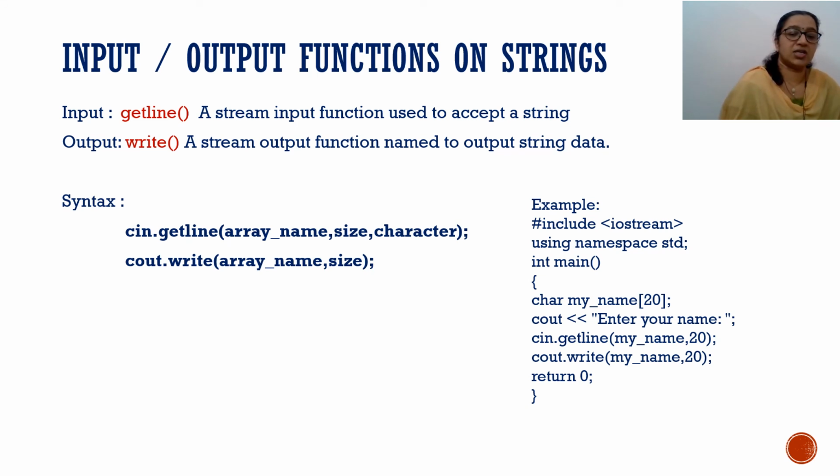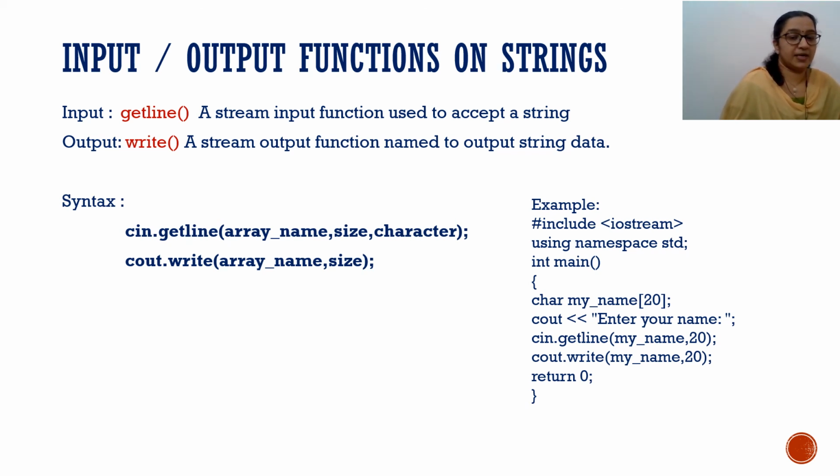So cin.getline, array name, and the maximum size we can put in the bracket, and the character also. We can set a delimiter as a character. Then cout.write. For cout.write, same like a cout statement, but see the syntax, it's a function: array name, comma, the size we want to put. So according to the size, we'll get the elements we stored in that array.